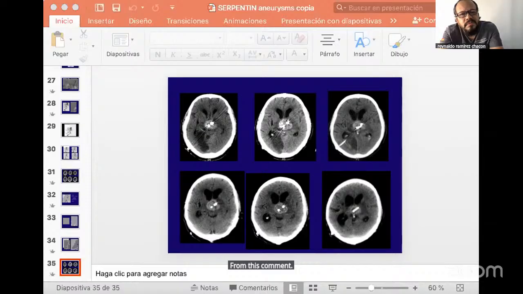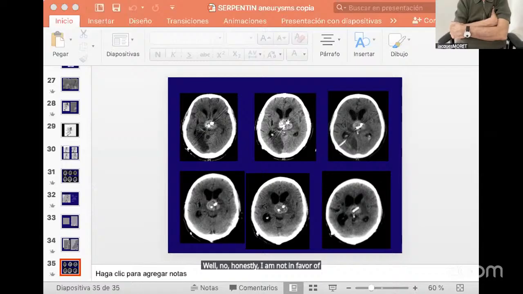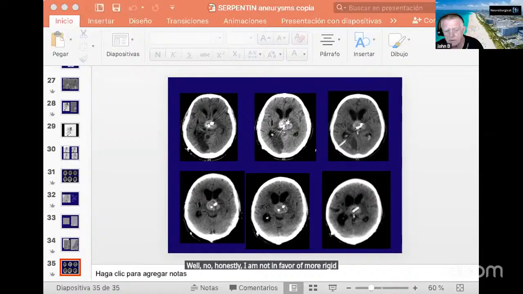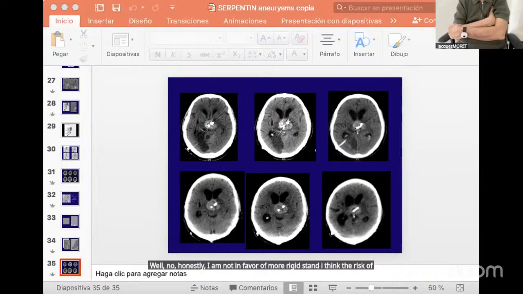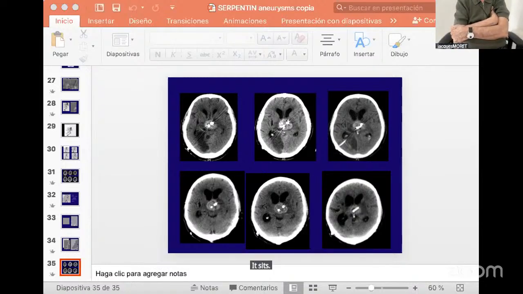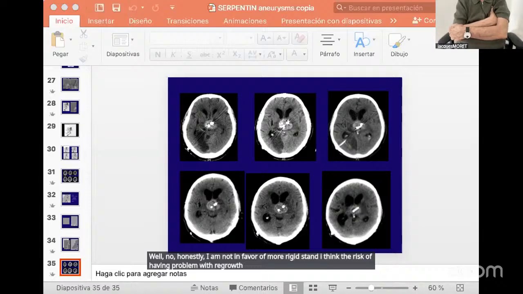Well, no, honestly, I am not in favor of the more rigid stent. I think the risk of having a problem with regrowth or no healing of the sac of the aneurysm.